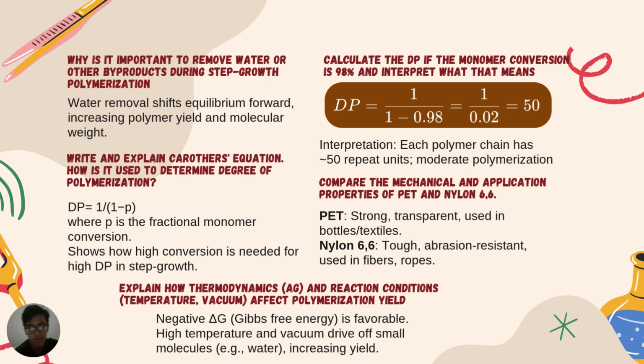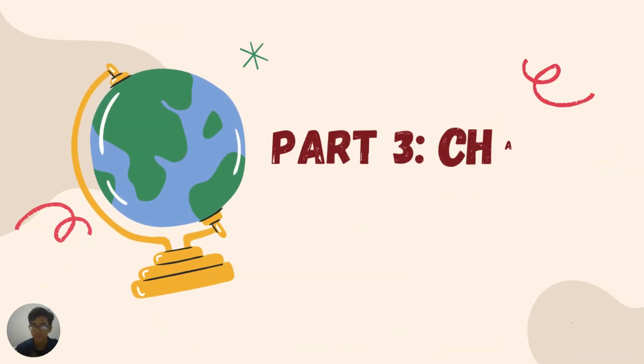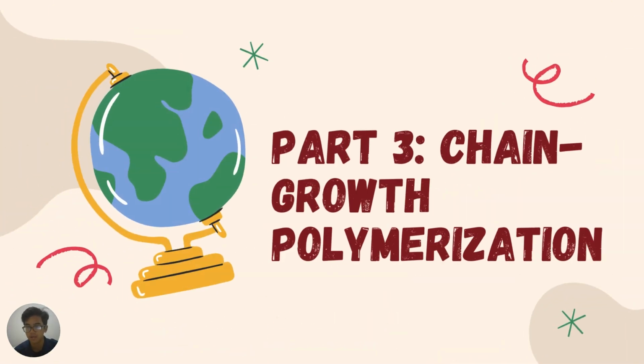And we also have to explain the thermodynamics and reaction conditions, and also how they affect polymerization yield. Now, the negative Gibbs free energy is favorable, and also the high temperature and vacuum drive off small molecules, which increases the yield. Now we move on to the third module, which is chain growth polymerization.